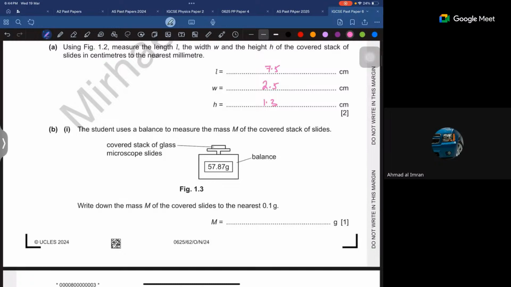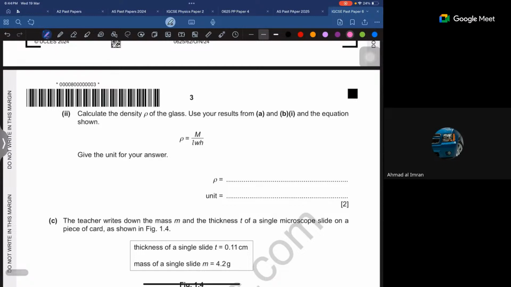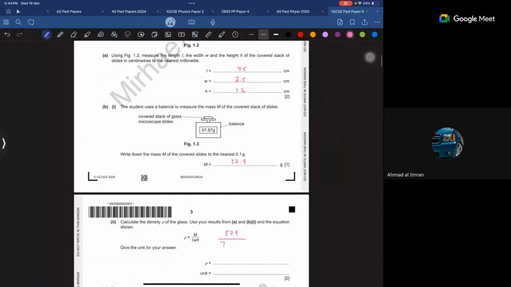Then, my buds, we have this part. The student uses the balance to measure the mass m of covered stack of slides. Write down the mass to nearest 1 gram. So it will be 57.9, right? And then we have the next one, which is you have to find the density. So 57.9 divided by, what were the values? 7.5 times 2.5 times. It's all instructional, so don't have to worry about it a lot.